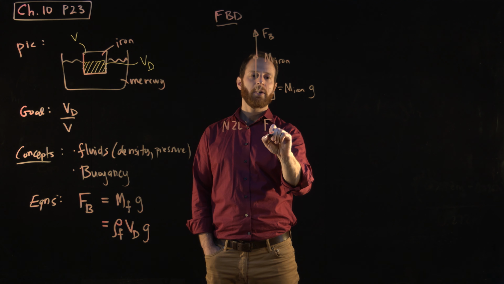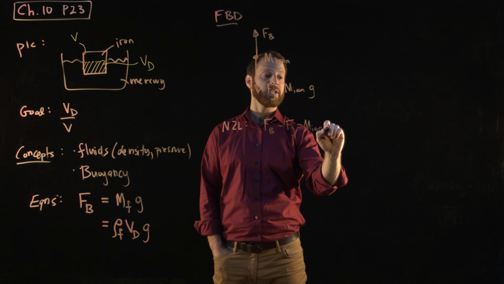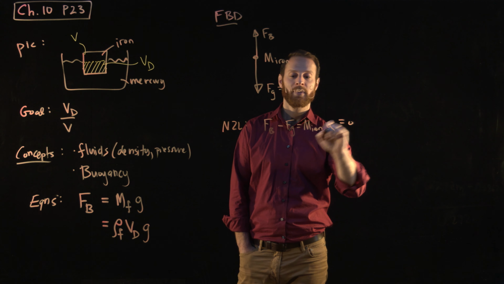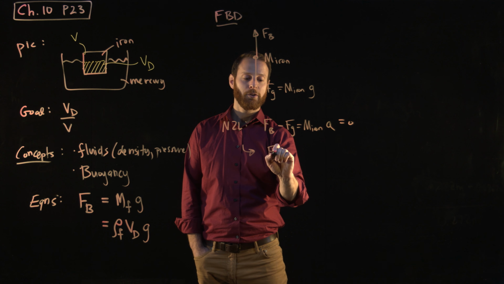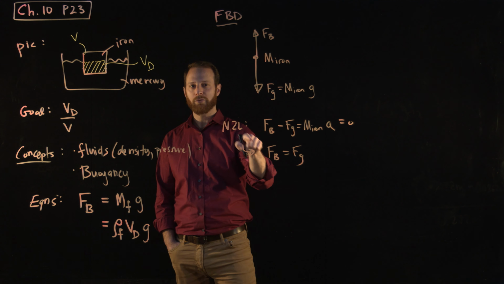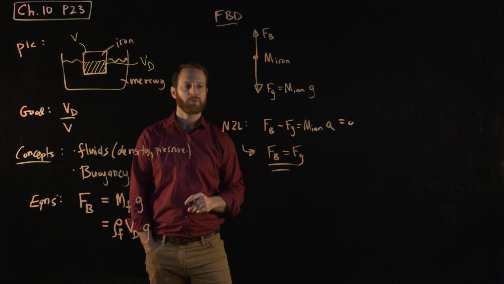The buoyant force minus the force of gravity is equal to the mass of iron times the acceleration of that iron. It's not accelerating. The whole right-hand side is 0, and that tells you that the buoyant force is equal to the gravitational force. Okay, that's the reminder. That's how you know it for sure, because Newton's second law tells you. Okay, the buoyant force is equal to the force of gravity.